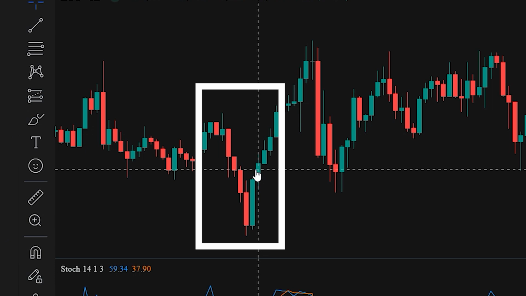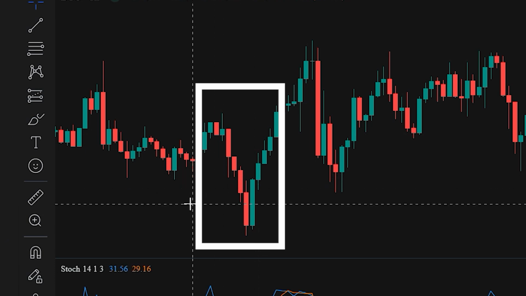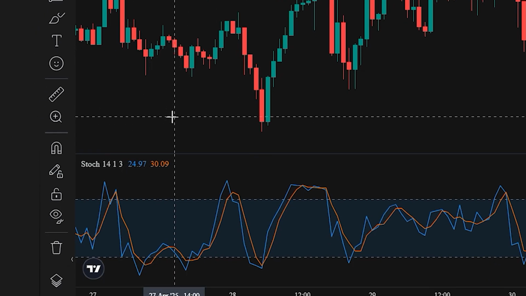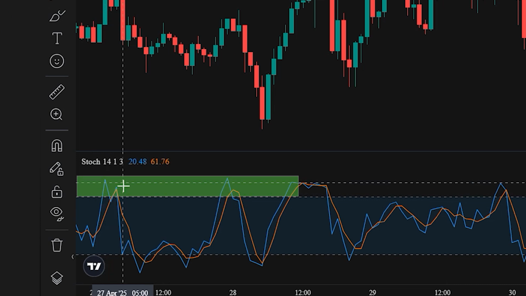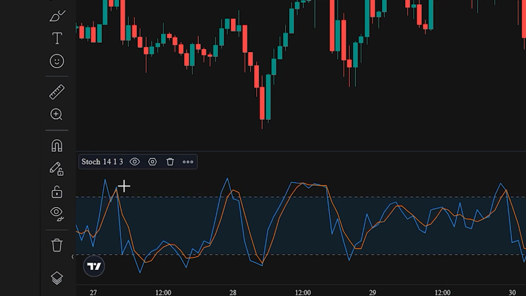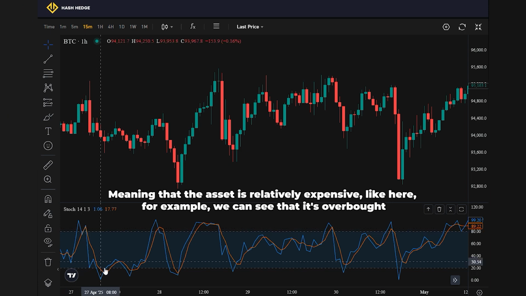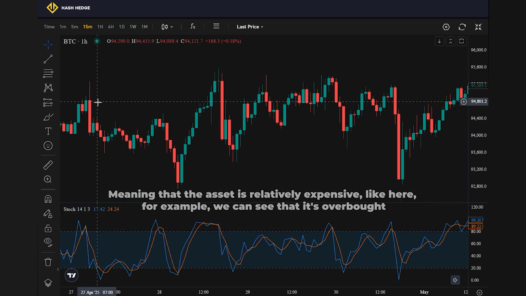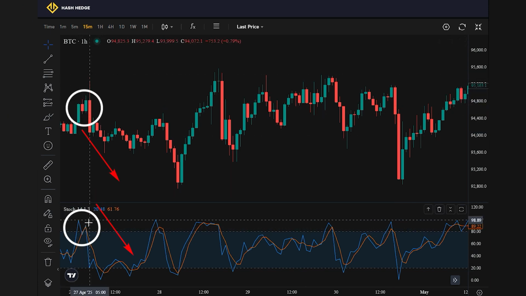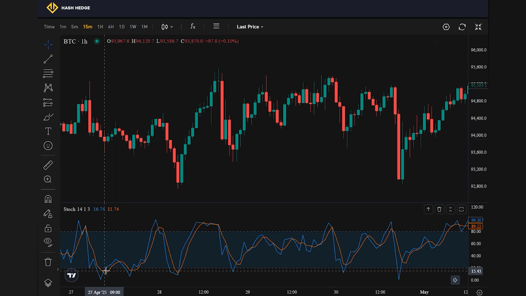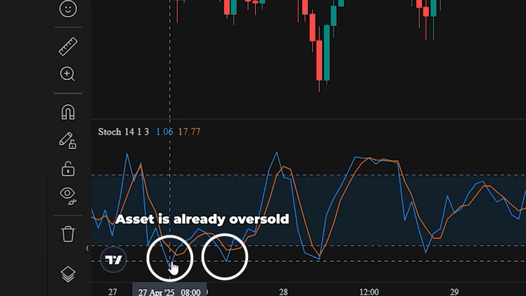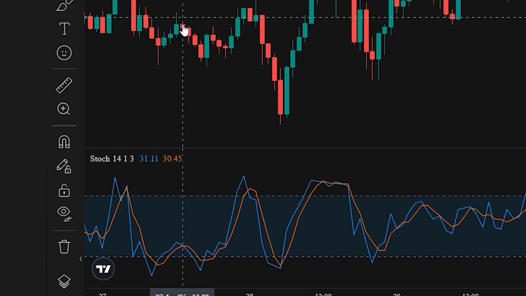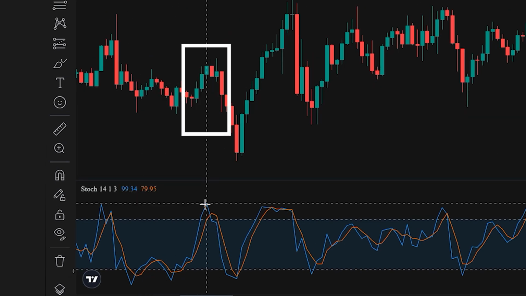The classic use of the indicator is exactly like this, and the classic strategy is exactly like this. When we have both stochastic lines in the overbought zone, we open a trade down, meaning that the asset is relatively expensive. Like here, for example, we can see that it's overbought, and we're seeing a bounce back down. Next, we see two zones where the asset is already oversold, where it was already relatively low. And here we also see a few bounces upward.